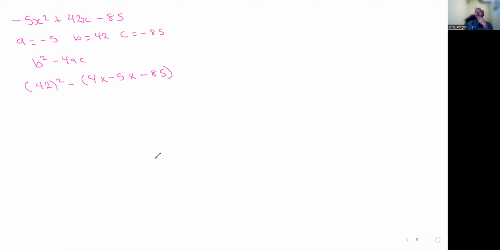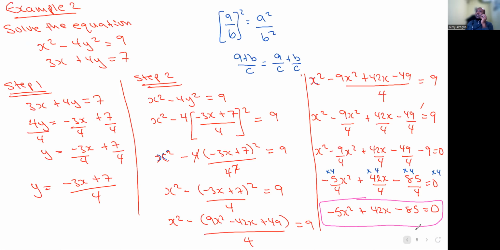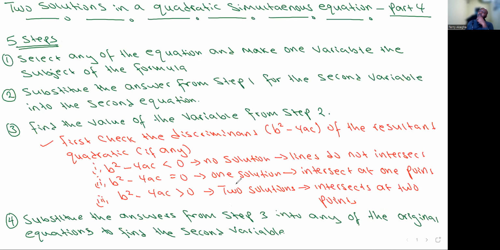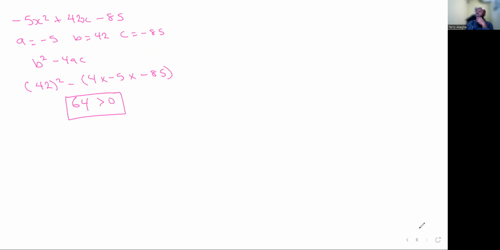So you can press your calculator and you will see that the answer you're going to get is around, I think, 64. Yes, if you reduce it, it's going to give 64. And the value of 64 is greater than 0. So because you're getting 64, it means that the answer is positive, and for it to be positive, it means that you're going to get 2 solutions. So we're going to go back and solve it now.